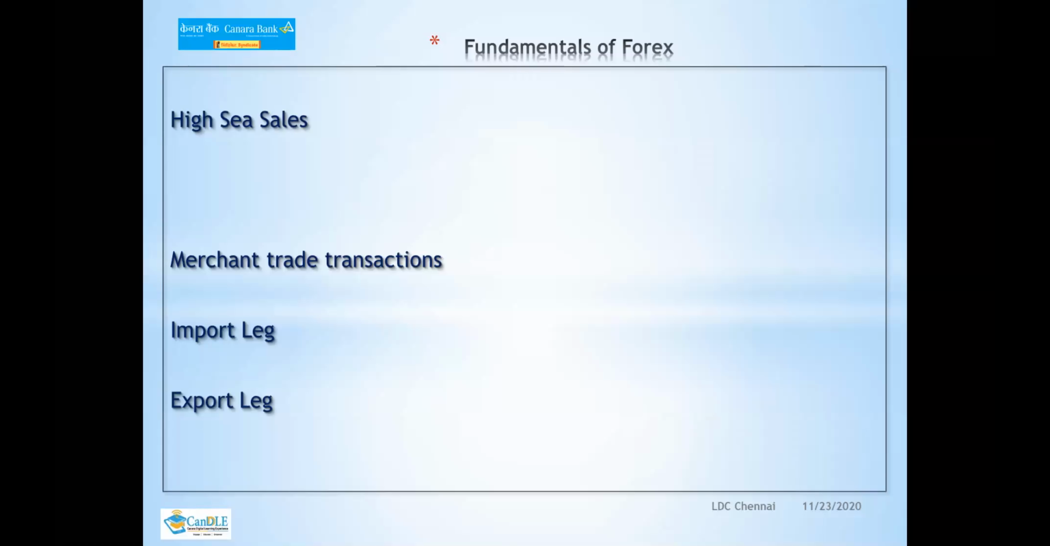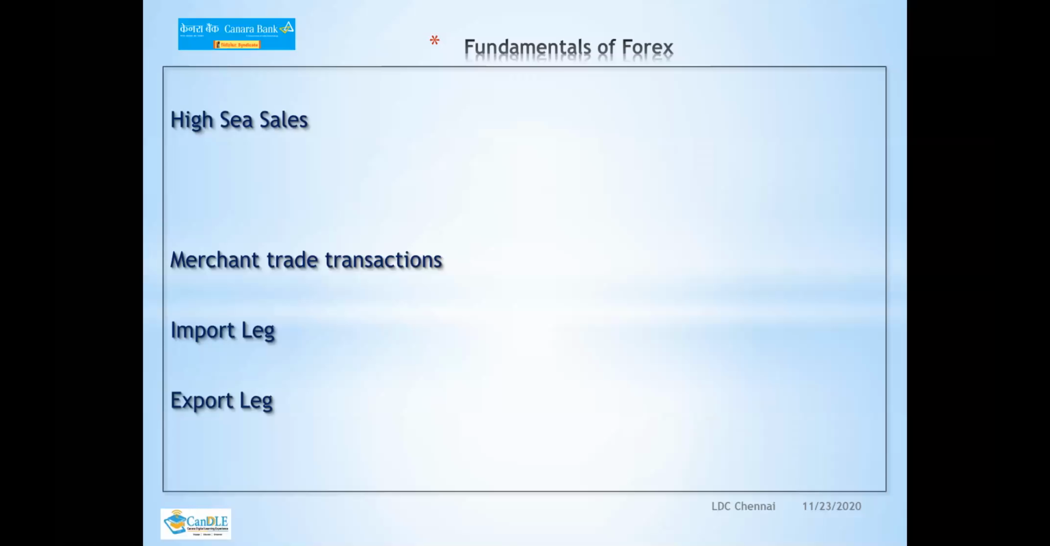Normally, most countries don't trade with other countries directly. Now, merchant trade is nothing but broker trade. Normally, trade happens between a buyer and a seller. Now, the buyer doesn't know the seller, and the seller doesn't know the buyer. One broker is there. If he is buying from the seller and selling to the buyer, it is called a merchant trade transaction. In simple parlance, a broker trade transaction.